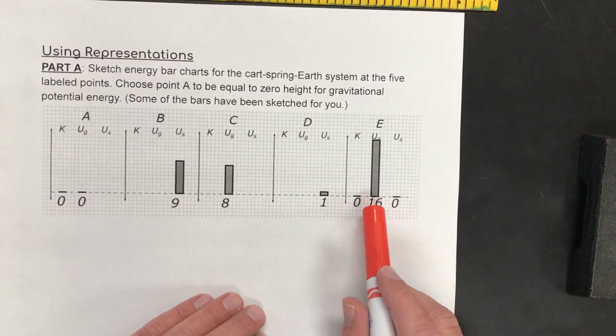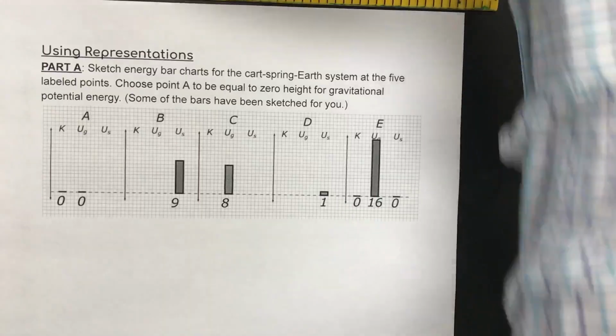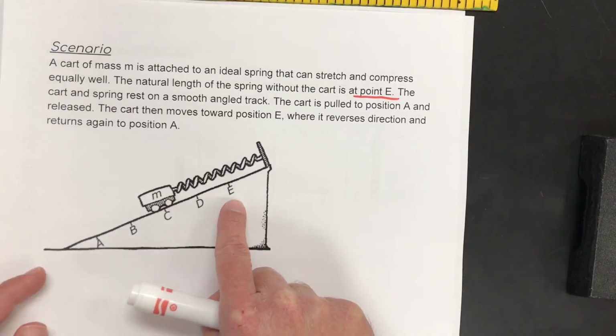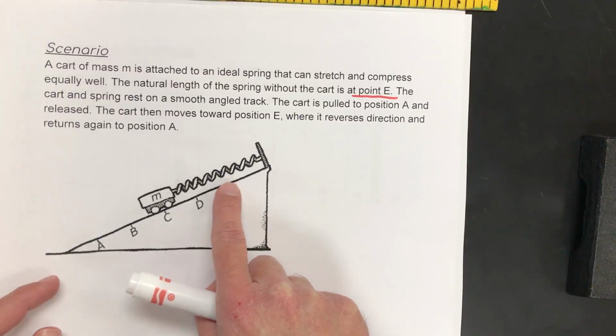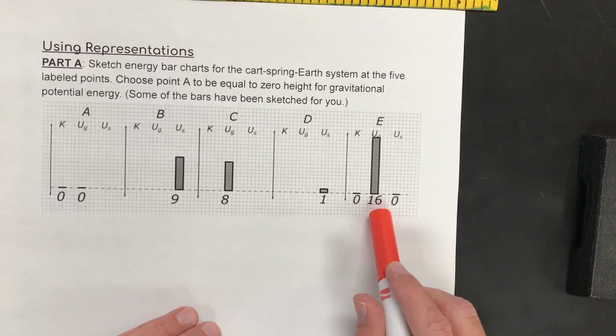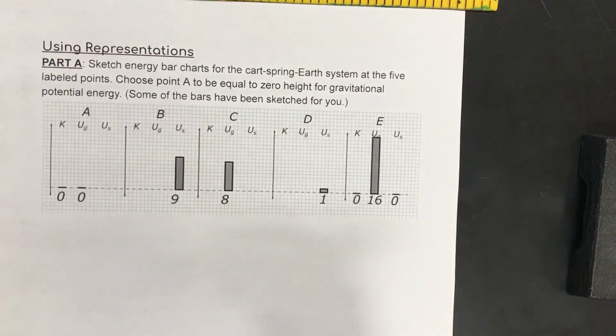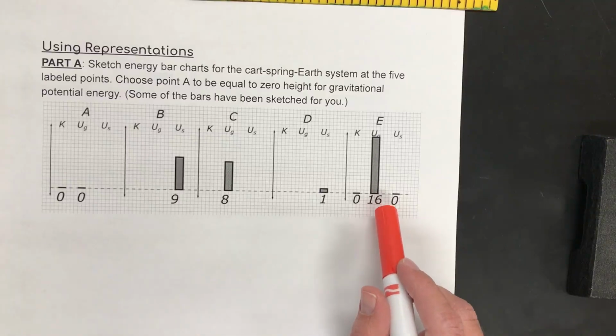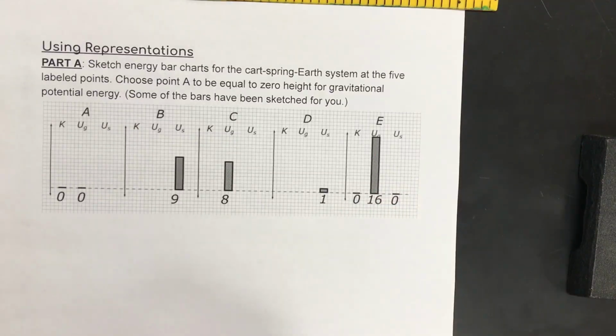Right here at point E, when it's at its maximum height, it has no spring energy, and it shouldn't be moving for a moment in time, then that is all gravitational potential energy. And there's 16 joules of it, or 16 whatever units of it. So that's the key here. We've got to have a total of 16 units of energy the whole time due to conservation of energy.